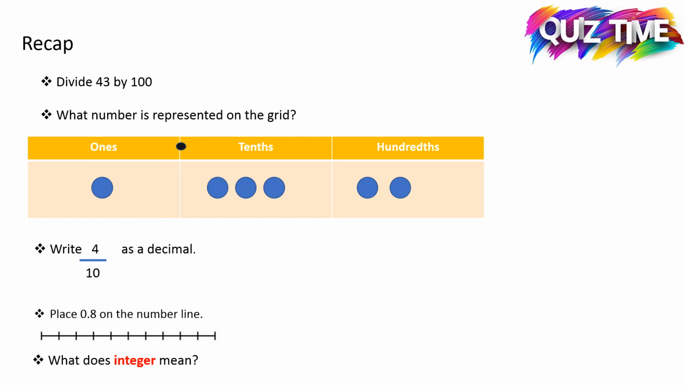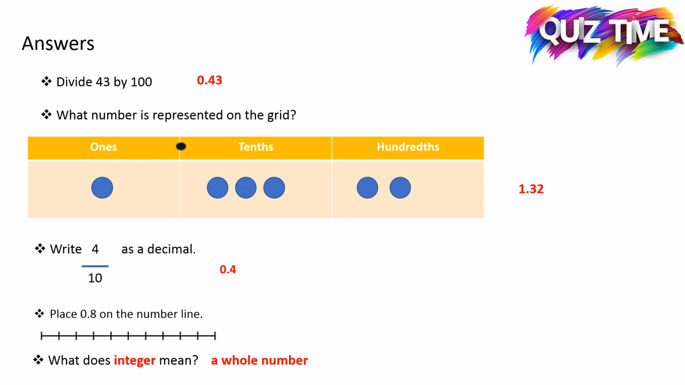Divide 43 by 100. What number is represented on the grid? Write 4/10 as a decimal. Place 0.8 on the number line. And what does integer mean? Excellent. Now let's go over our answers.